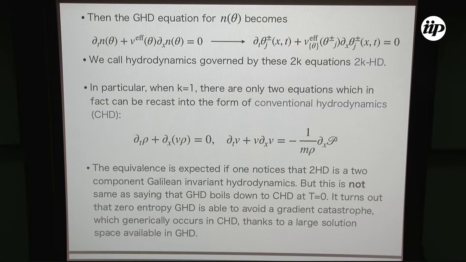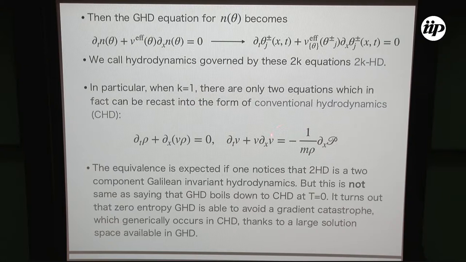And of particular interest is the case when k equals 1, in which you have only two equations that can be actually cast into the form of conventional hydrodynamics, which are just the continuity equation of the density and the ordinary Euler equation. So this equivalence is expected if you note that the 2HD is just a two-component Galilean invariant hydrodynamics. So it has to take this form of conventional hydrodynamics.